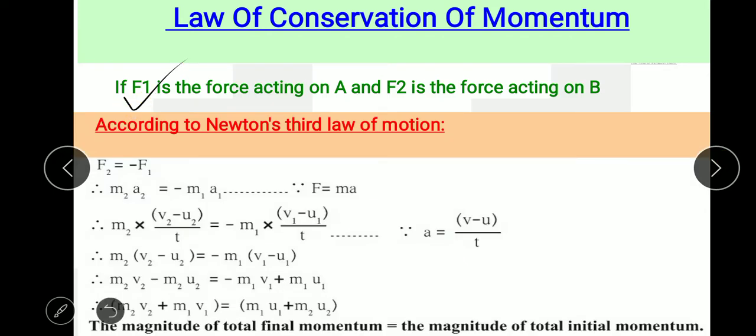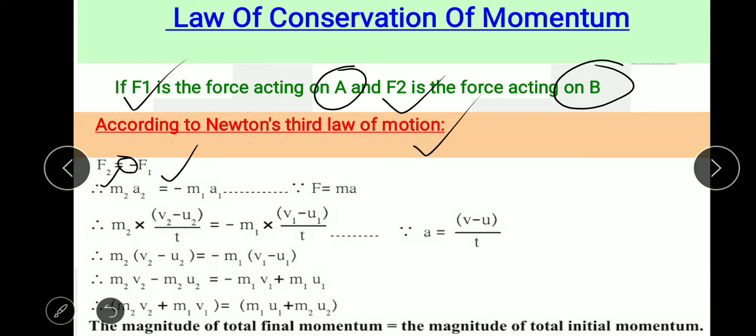If f1 is the force acting on A and f2 is the force acting on B, suppose f1 and f2 are the forces acting on A and B. Now here when A and B collide, the force of action will be equal to the force of reaction, because we have already studied, according to Newton's third law of motion, that force of action is always equal to force of reaction, only the direction is opposite. So to indicate that the direction is opposite, I have written a minus sign. f2 and f1 are equal, just the sign is different.